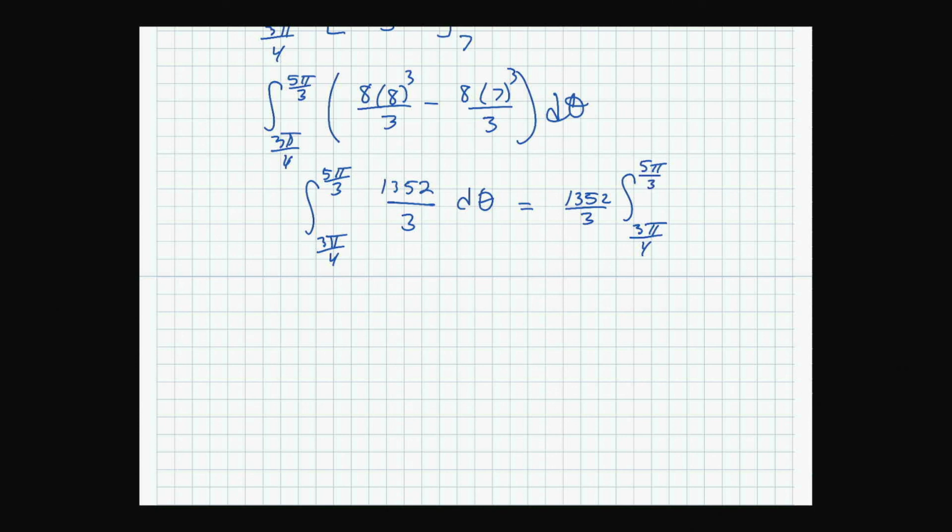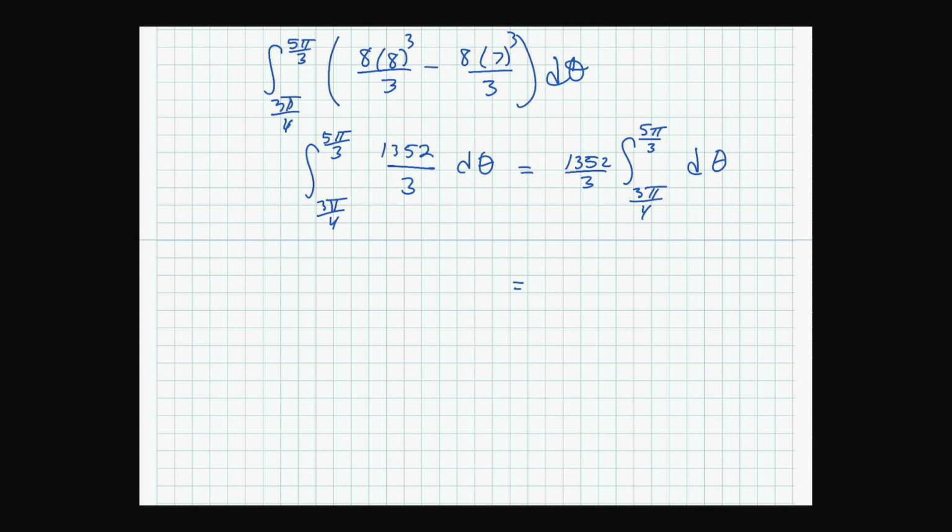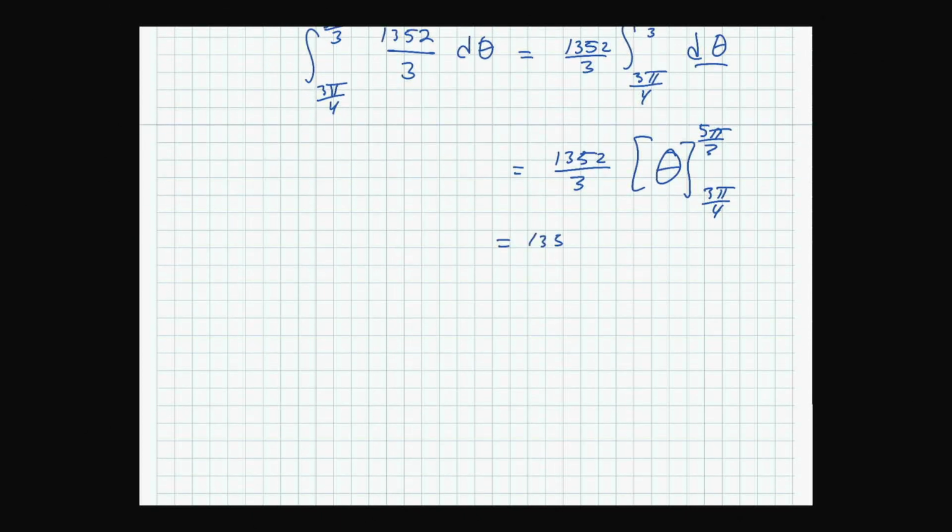And something that happens a lot in these is you end up integrating just d theta. And the thing about d theta is that the antiderivative of d theta is just theta. And then you go 3 pi over 4 to 5 pi over 3. And it's just going to be 5 pi over 3 minus 3 pi over 4. So I'm going to punch that into a calculator as well. 5 times pi over 3 minus 3 times pi over 4. That's 11 pi over 12.